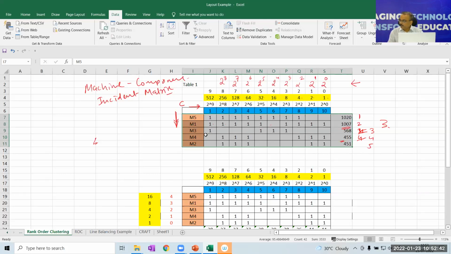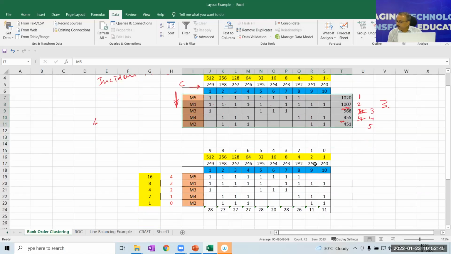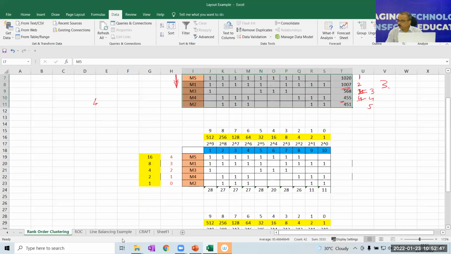In the second stage, whatever this particular grouping is formed, you have to do the row operation. So again, here you have to start with the binary weight from bottom to top. So here it will be 0, here it will be 1. So this will be 2 to the power 0, 2 to the power 1, 2 to the power 2, 2 to the power 3, and 2 to the power 4.